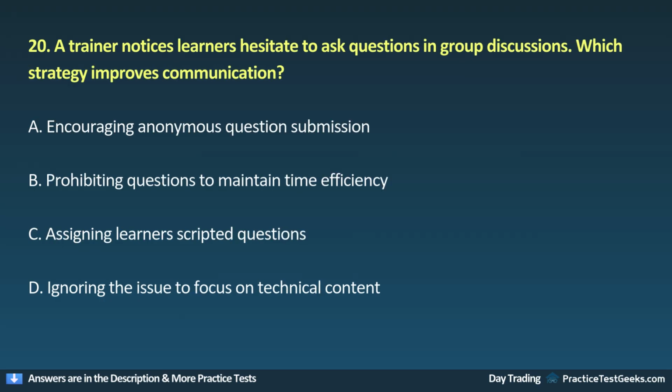20. A trainer notices learners hesitate to ask questions in group discussions. Which strategy improves communication? A. Encouraging anonymous question submission. B. Prohibiting questions to maintain time efficiency. C. Assigning learners scripted questions. D. Ignoring the issue to focus on technical content.